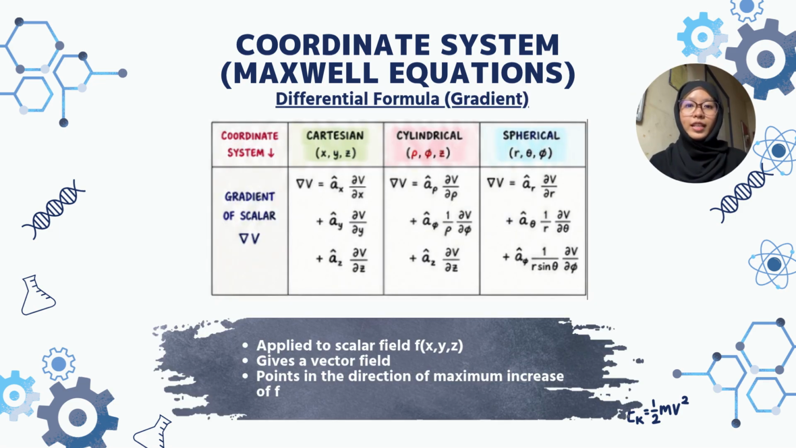Next, we have the gradient denoted as del V. It is applied exclusively to a scalar field and outputs a vector field that points in the direction of the maximum rate of increase of that scalar. The table breaks down the spatial derivative components across Cartesian, cylindrical, and spherical systems.